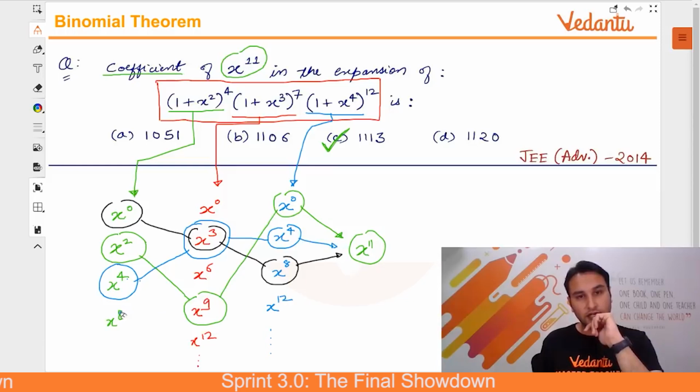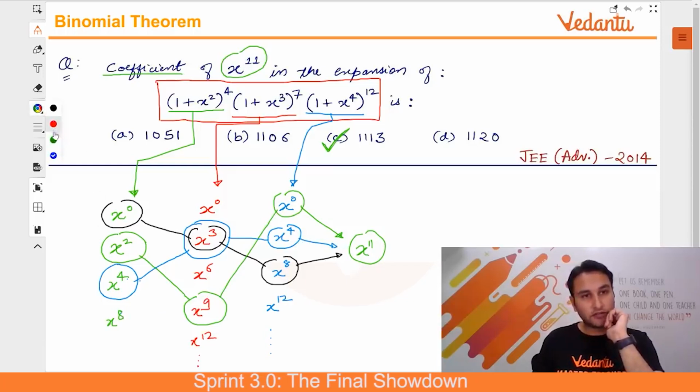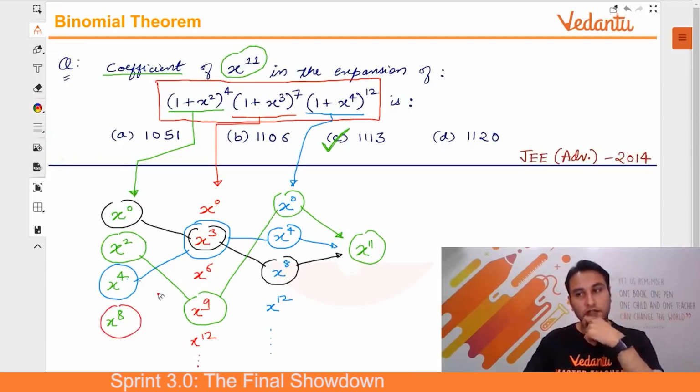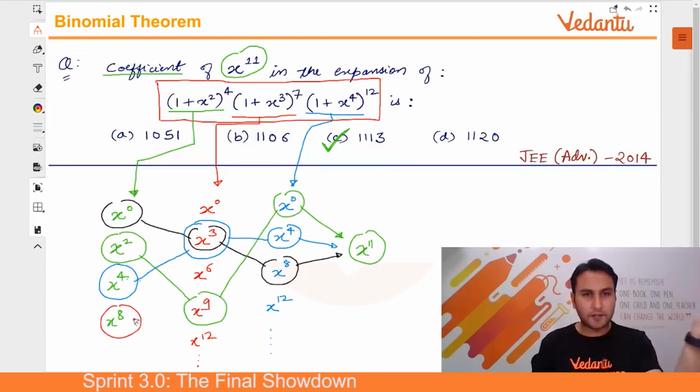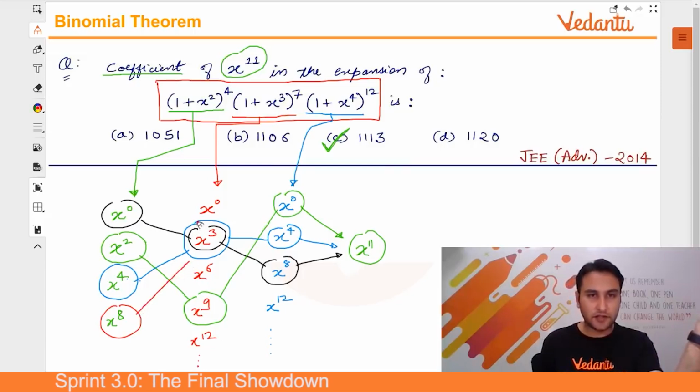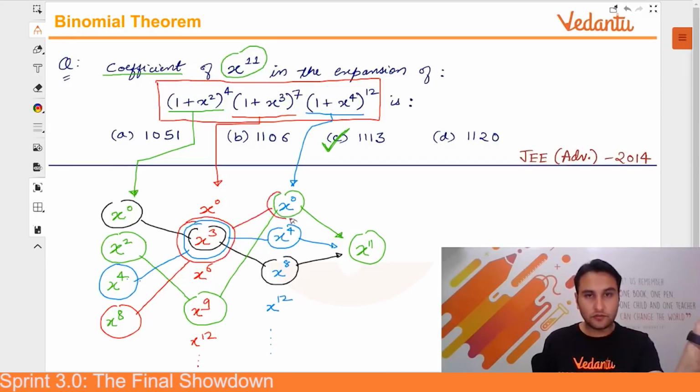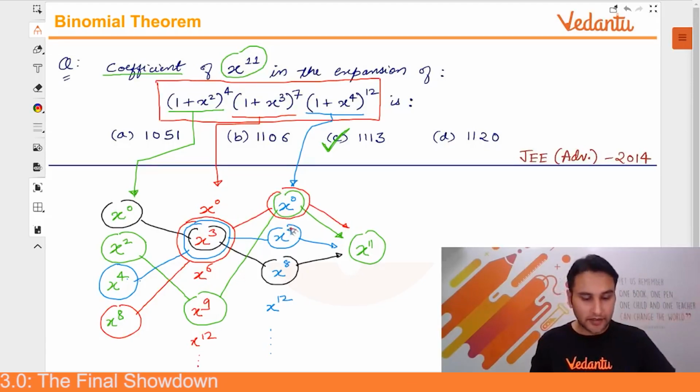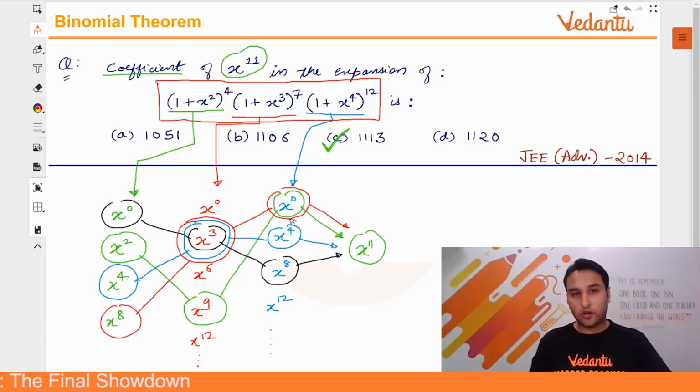What else? 8. If you start with 8, then 8 plus 3 will directly give 11, and then 0. It will also give you x to the power 11. Agree? Did you understand till here or not? Are you getting till here or not? Make sense? Yes or no?